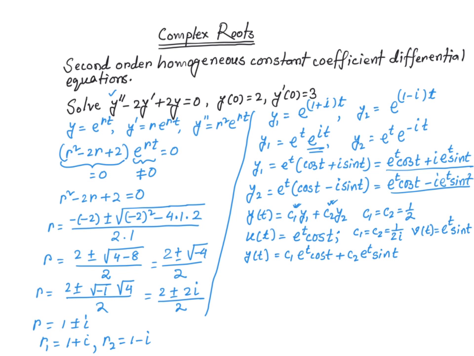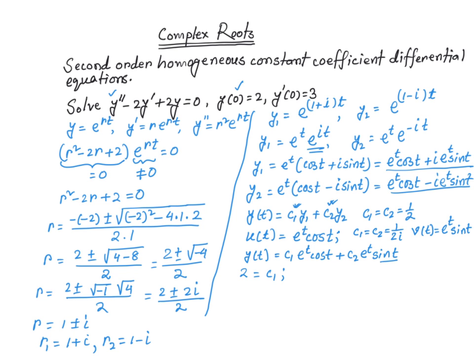Now, let's find these values, C1 and C2. We can find them by applying the initial conditions. y of 0 is equal to 2. So if I put in y of 0, which is 2, then 2 equals C1, since cosine of 0 is 1 and e to the power 0 is 1, plus C2 times sine of 0, which is 0, so I can ignore the second term. So my C1 is equal to 2.